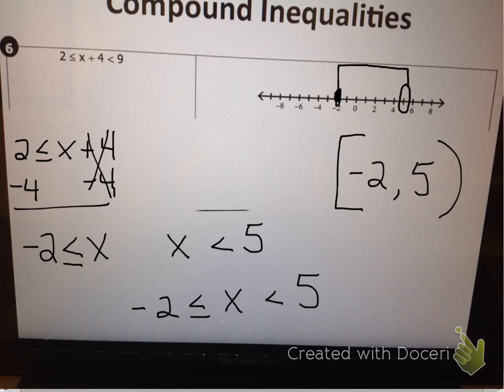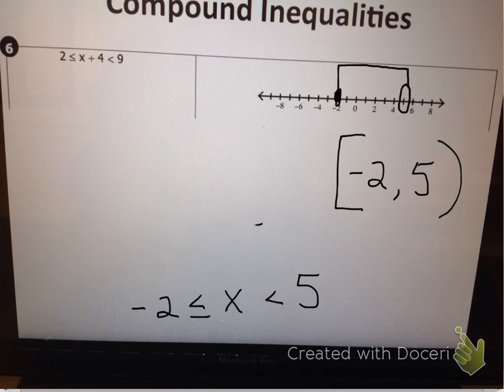So our answer is going to look like this after we've shown all of our work and after we've solved the inequality. We'll have negative 2 is less than or equal to x, which is less than 5. Our graph is going to look just like it looks on the slide here, and our interval notation will be [-2, 5).